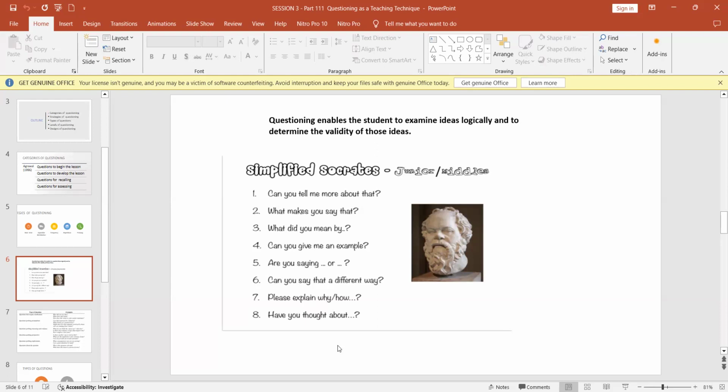Can you tell me more about that? What makes you say that? What did you mean by it? Can you give me an example? Are you saying this or that? Can you say that a different way? Please explain why and how. Have you thought about it? Like that, you go on asking questions about the topic and you never explain anything. Okay? Get them to think. You develop one's critical thinking ability.